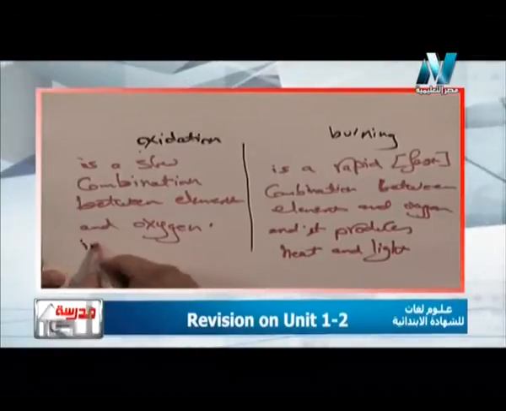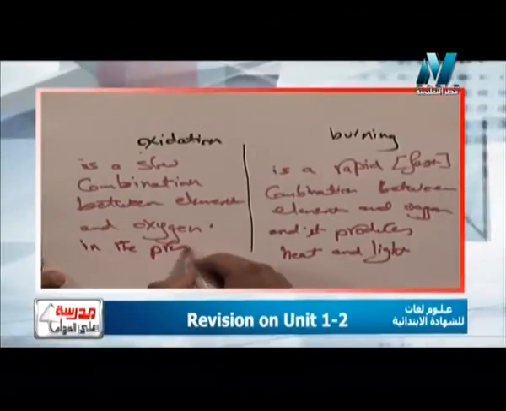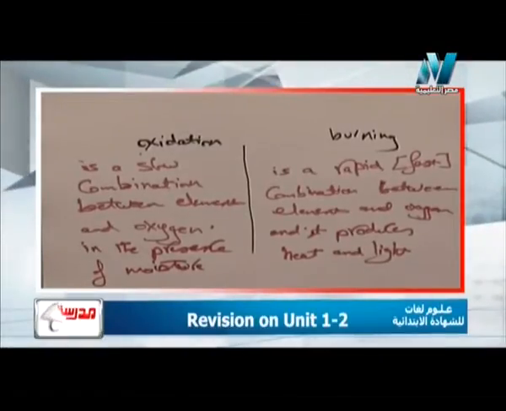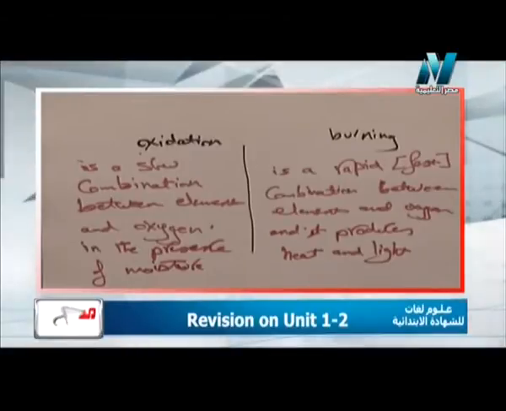Also, I can add that oxidation happens in the presence of moisture, الرطوبة or water vapor. So again, oxidation is a slow combination between element and oxygen in the presence of moisture. Burning is a rapid or fast combination between element and oxygen that produces heat and light. So we must differentiate between them like that: oxidation is a slow process and burning is a fast process.